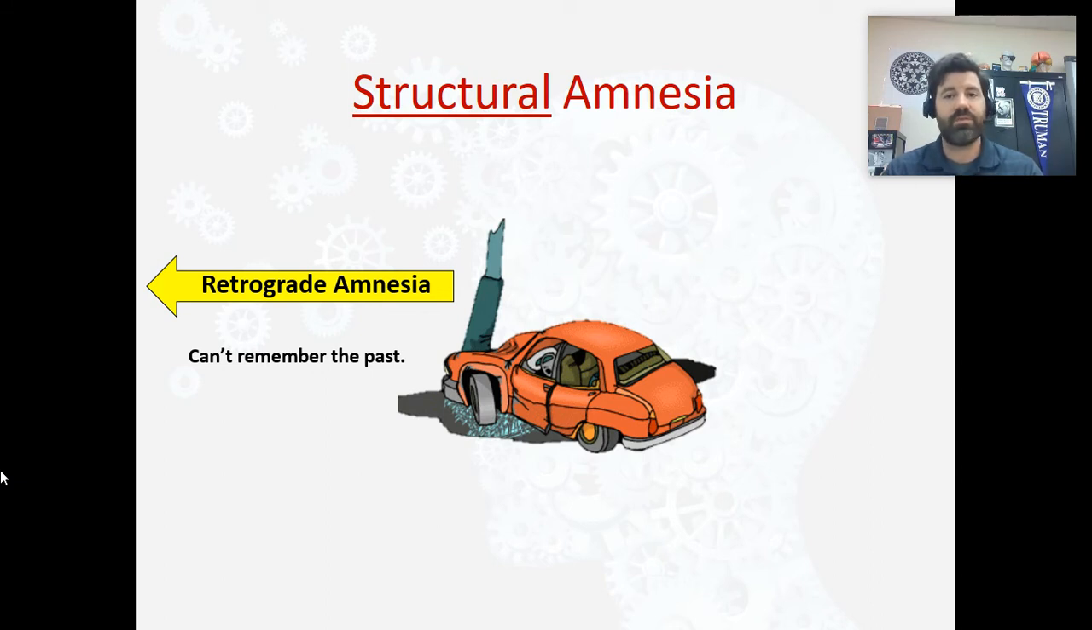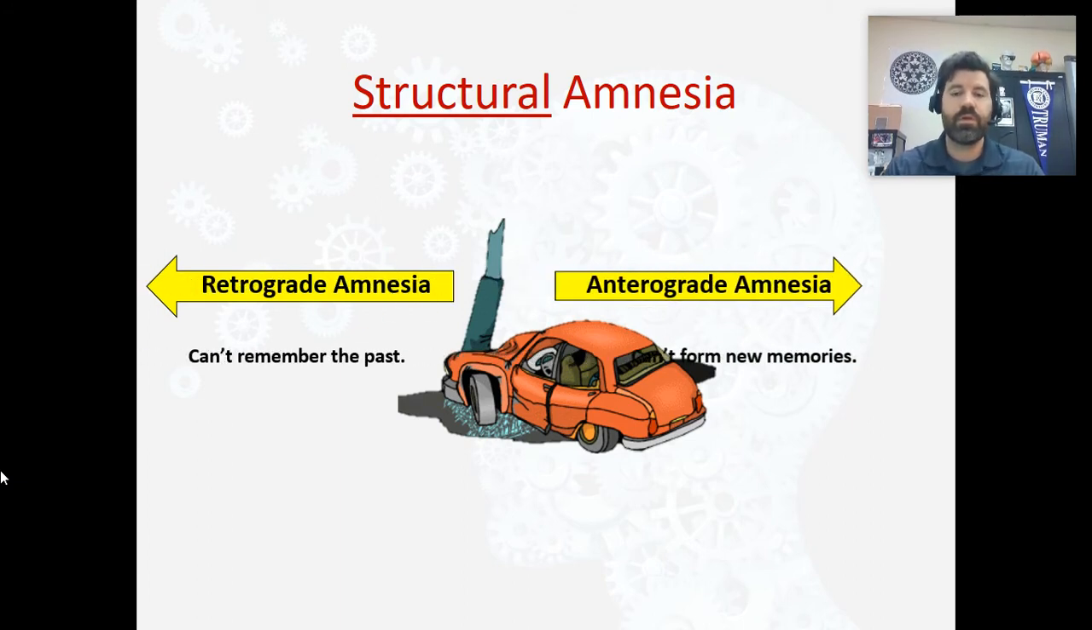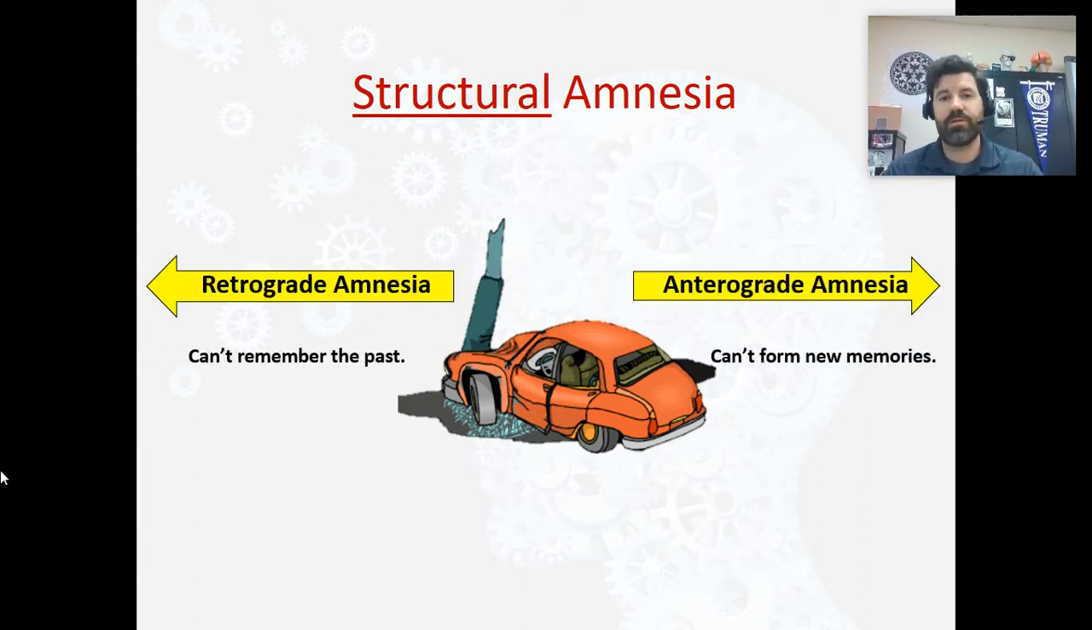Now, the other type of amnesia, kind of an interesting form of structural amnesia, is what we call anterograde amnesia. And with anterograde amnesia, we see damage to the hippocampus, right? And that's what helps us form memories. So you're driving along, have that car accident, and with anterograde amnesia, you can't form any new memories.